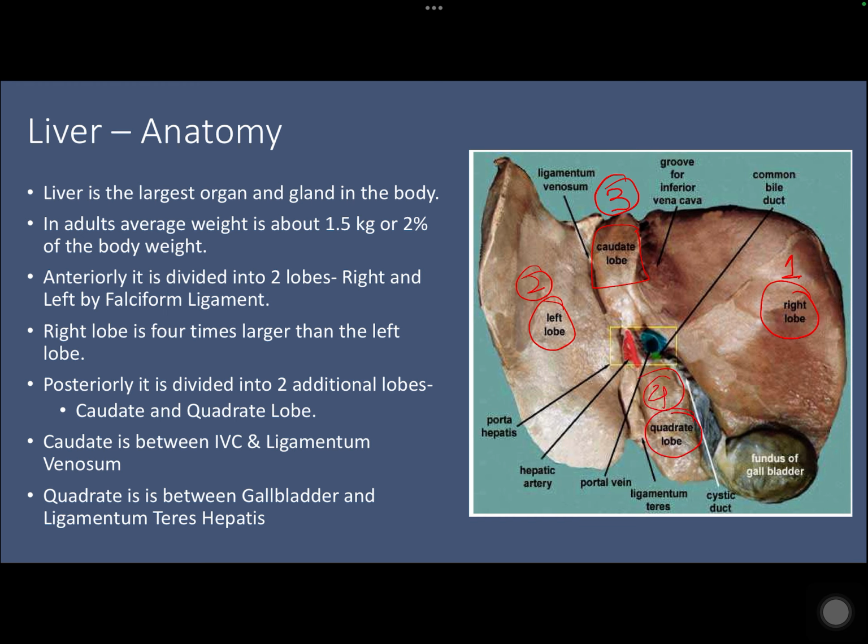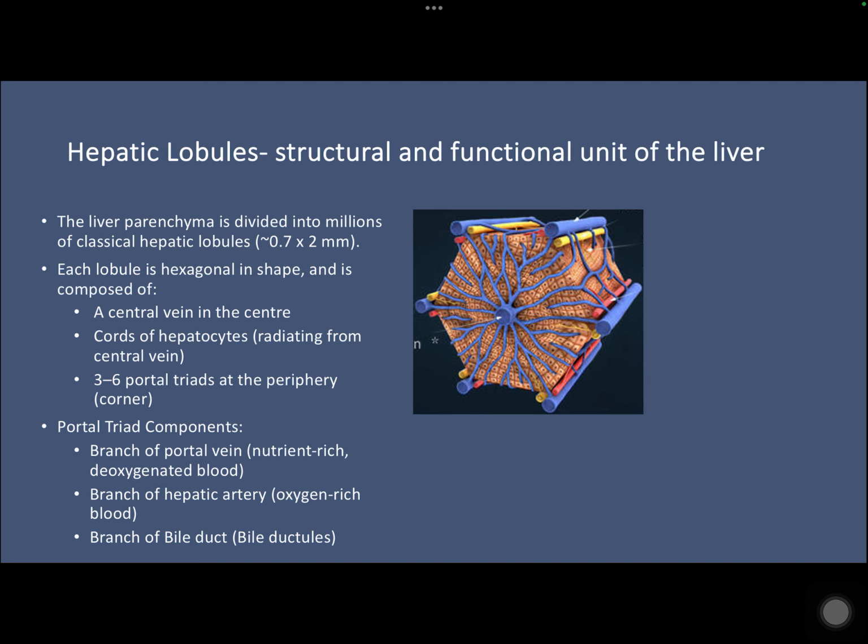The lobe which is present between the ligamentum venosum and the inferior vena cava is known as the caudate lobe. And the lobe which is present between the gallbladder and the ligamentum teres hepatis is known as the quadrate lobe. So, regarding the gross anatomy, we discussed the size and weight of the liver, the anterior lobes, and the posterior two additional lobes of the liver. Now let us dive deep into the microscopic anatomy of the liver.